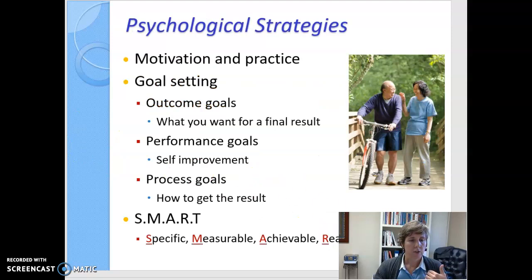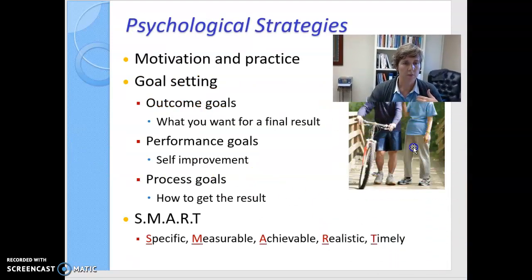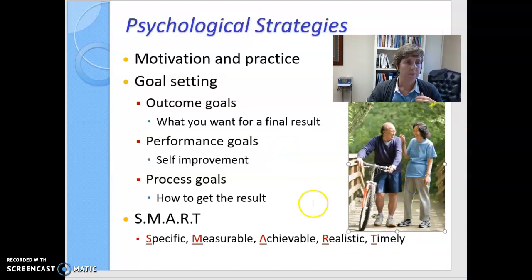Okay, and then the last section of your book just talks about goals. I'm going to move these things around here a little bit. So psychological strategies that we use when we use part and whole practice is motivation and practice. Obviously, you want to keep people motivated. How you set up your practice environments, your training environments, your therapy type environments matters. All right, so you have different goals.